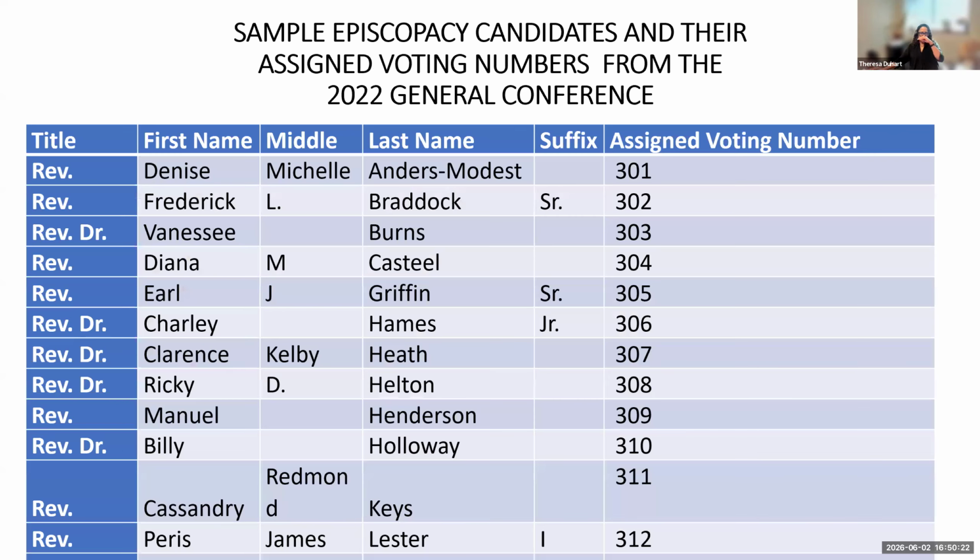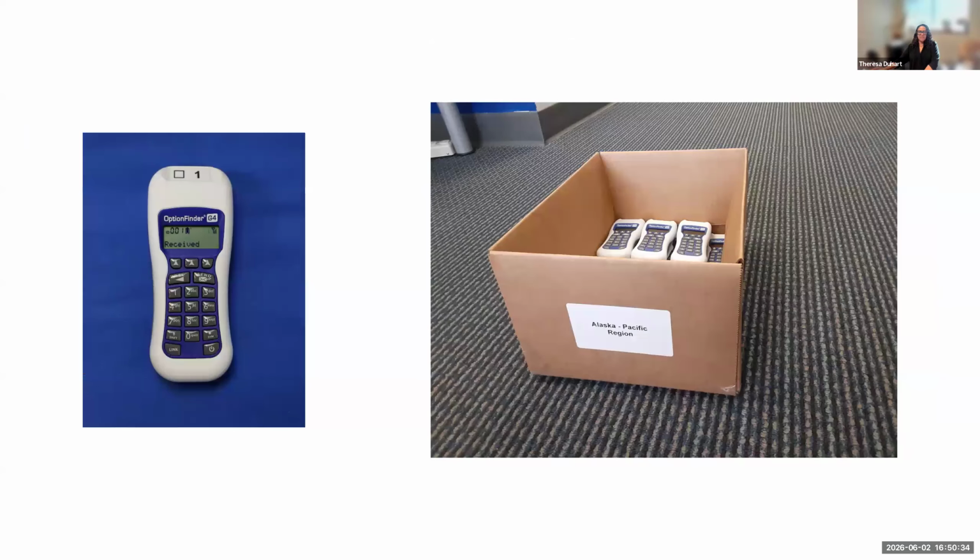And then I have a sample here of the 3-digit numbers that were used for our episcopacy candidates at the 2020-22 General Conference. There is a photo of Option Finder, the device that we'll be using. And then to the right, I have the Alaska Pacific region. That's my region. And I took a picture of the sample devices that were handed out by the orderlies.